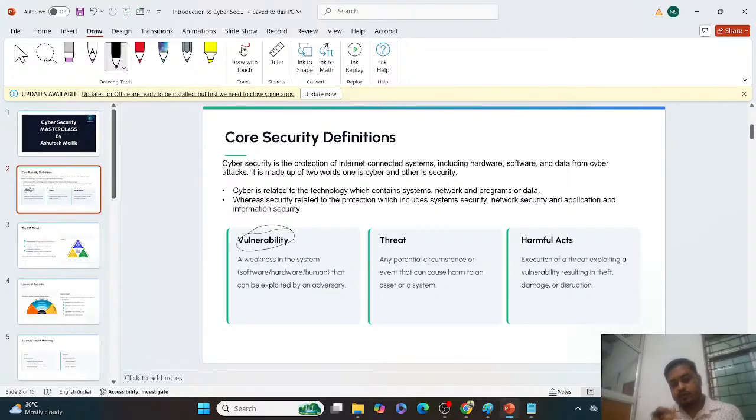So vulnerability is the same thing: a weakness in the system, let it be software, hardware or human, that can be exploited by an adversary. Let me give an example. If we talk about software, first take the example of your mobile phone. If your mobile phone is not password protected, anyone can hack the mobile.